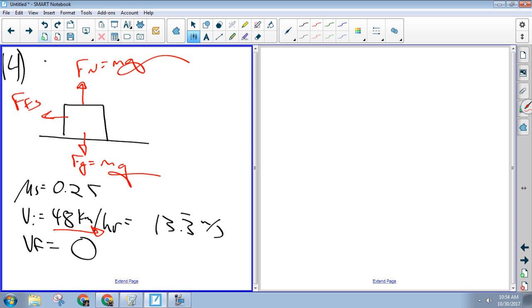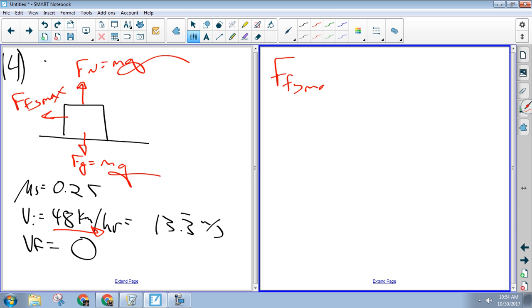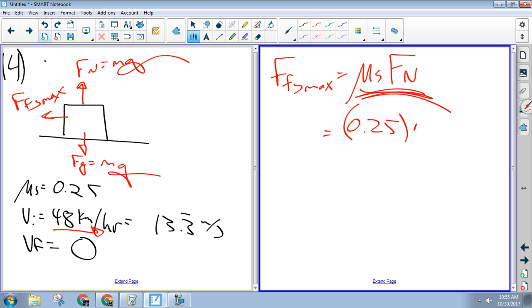Now, we're looking for the minimum displacement, right? The smallest distance, which corresponds to the biggest acceleration, right? In other words, the quicker you stop, the smaller your displacement's going to be, right? So the biggest acceleration corresponds to the maximum static friction force, right? In other words, we know that the force of static friction max is our coefficient of static friction times our normal force. So this is sort of like how much force we've got in our wallet. That's how much force we can use. There's no more than that, right? So this is going to be 0.25 times mg, right?